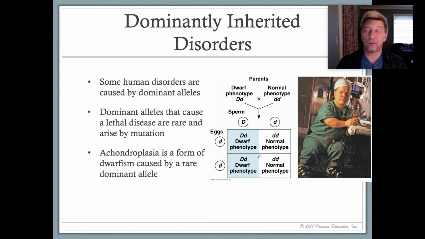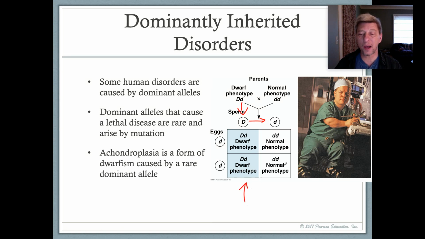Now, diseases or conditions are not just inherited recessively. Dwarfism is an example of a dominantly inherited disorder. The allele that causes dwarfism is a dominant allele, and therefore a dwarf person, somebody with achondroplasia, who has the dominant allele and a recessive allele, can still produce dwarf children.